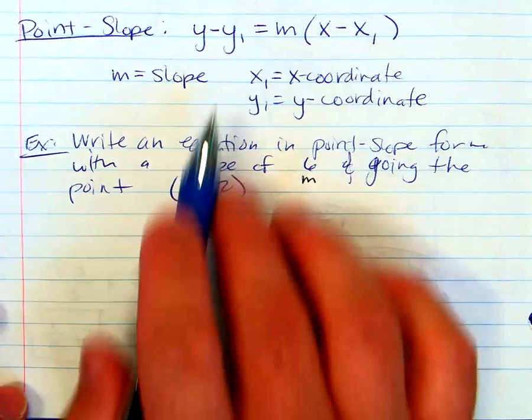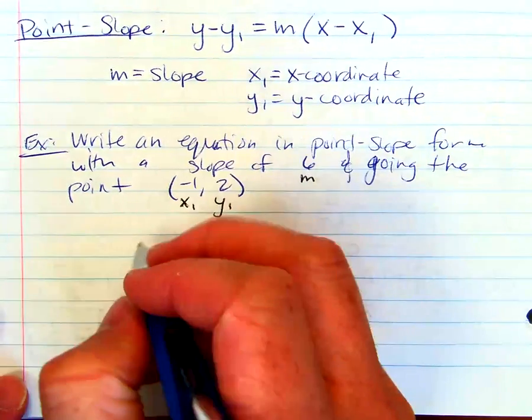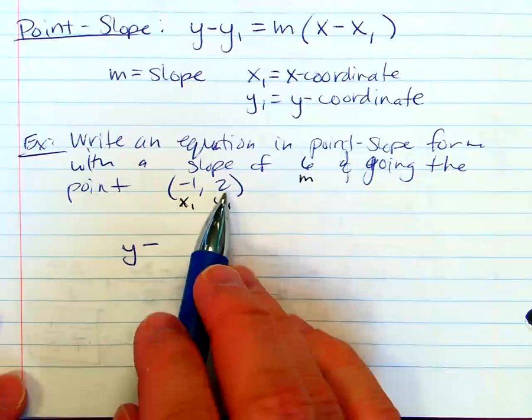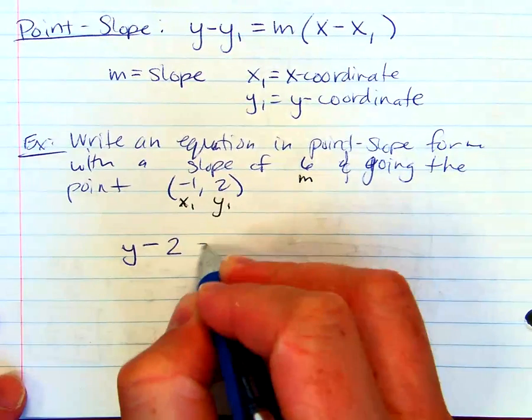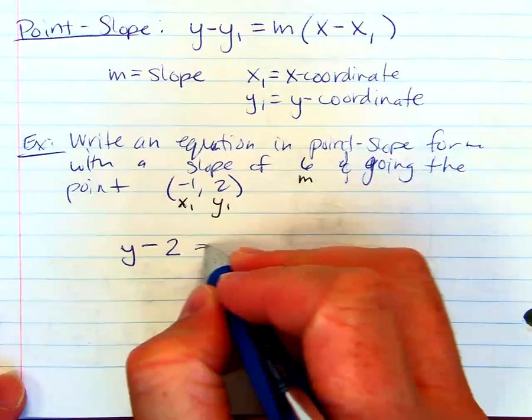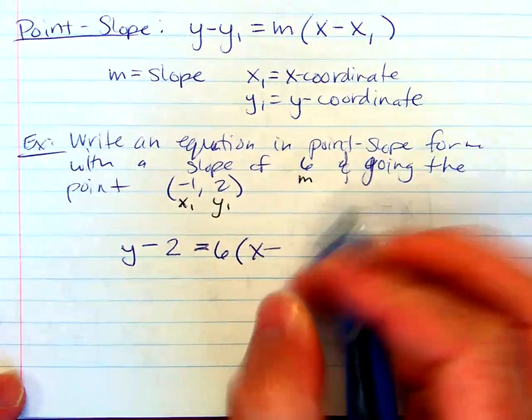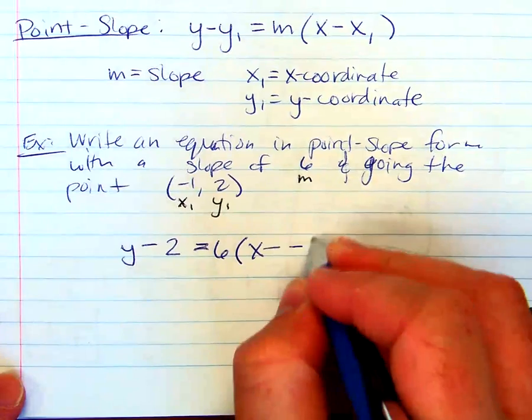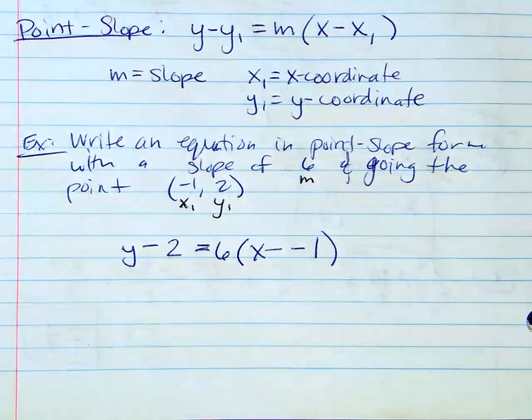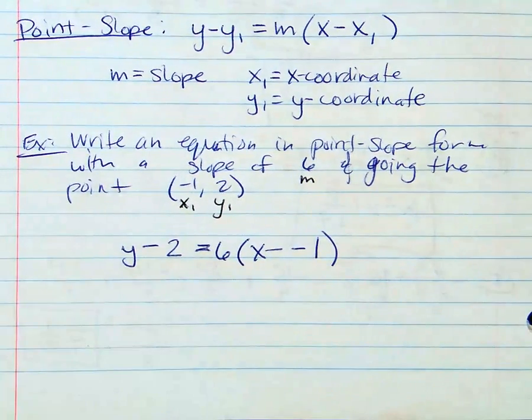So, following this formula, y minus y1 is 2 equals m is 6, parentheses x minus x1 was -1. Here's something very important that people need to pay attention to, because this is a minor detail that makes a big difference.